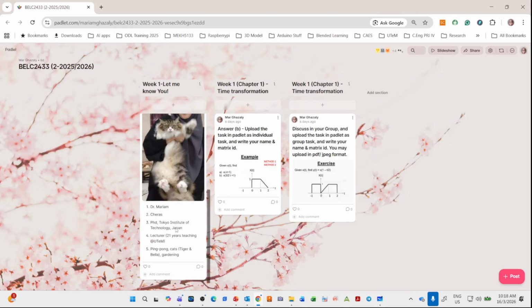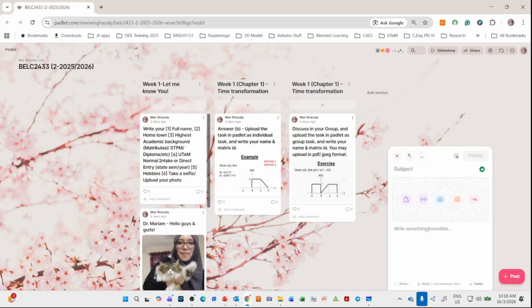And then in the text below, you write your full name, your hometown, and highest academic background. For example, if you're STPM, matriculation, your intake, UTM intake or direct entry, state which semester or year you are currently in. And then hobbies. This is additional. I want to see what your hobbies are. Don't tell me that your hobby is studying. It needs to be something other than studying. Also take a selfie and upload. You can just upload here. If you want to take a selfie, click on the camera. If you want to upload, just upload a photo. It can be any photo that you have.